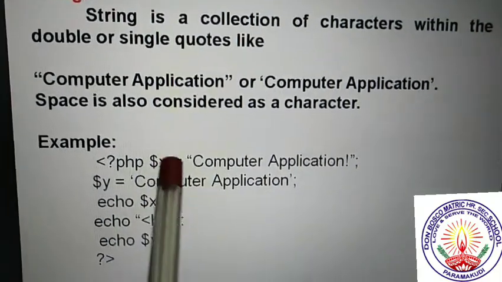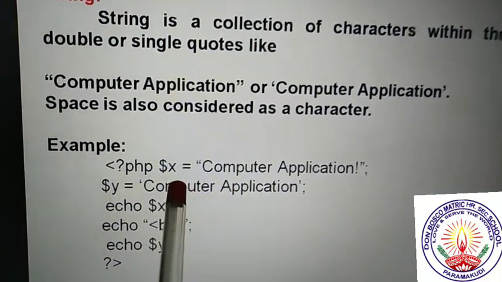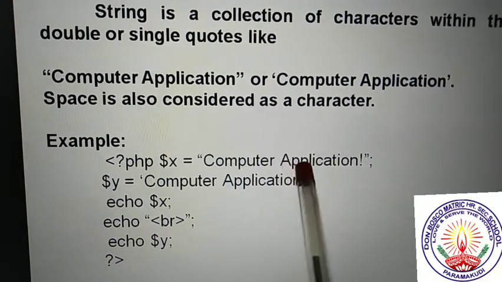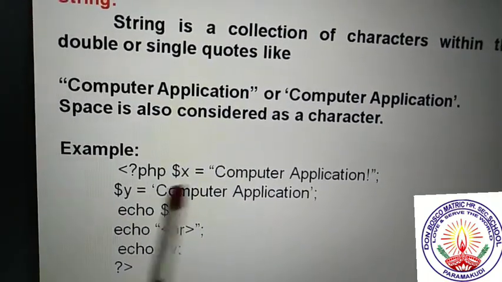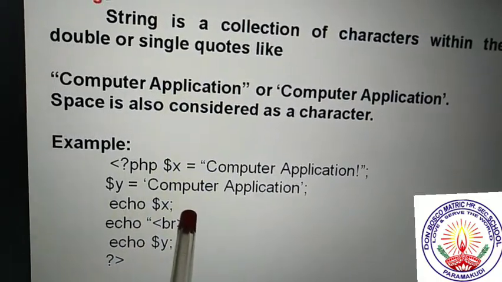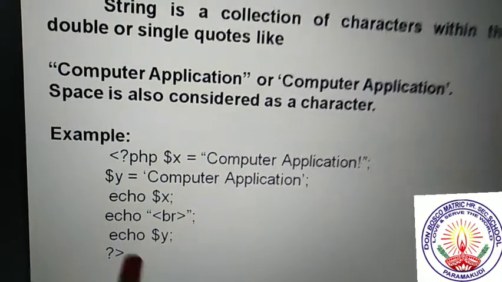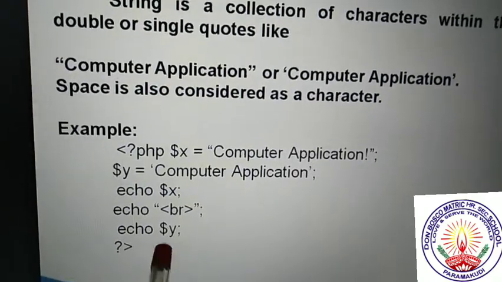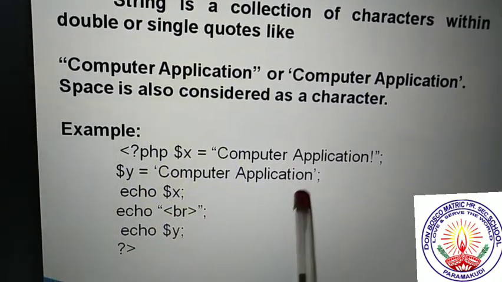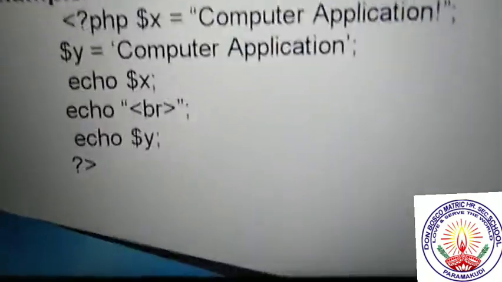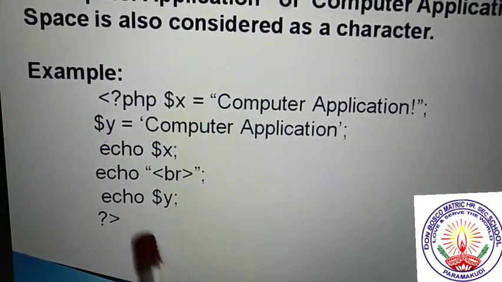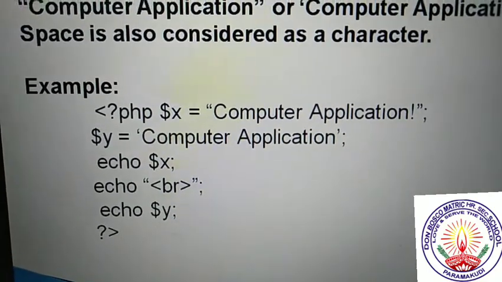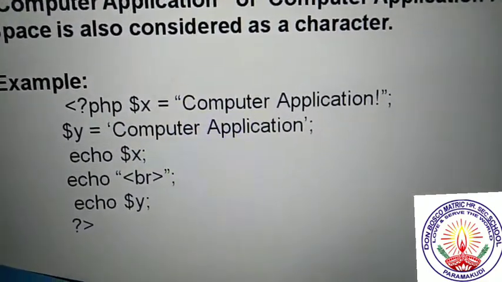So here $x is one of the variables, and it's a string, so you have to declare it in double quotes. y is also a string, in single quotes. Echo x displays computer application. The break tag means next line. And echo y also displays computer application on the screen. The break means the next output is displayed on the next line.